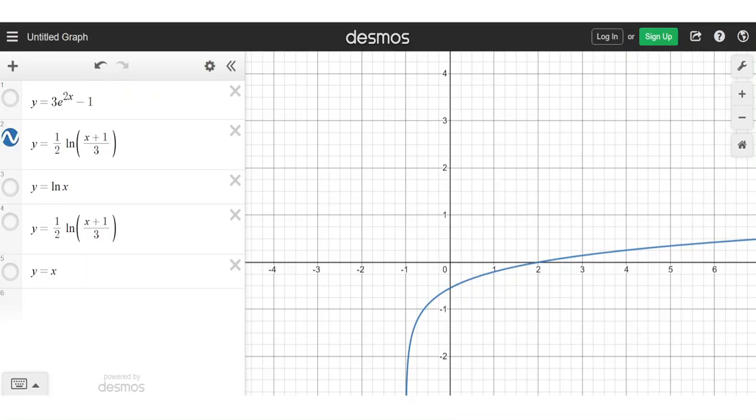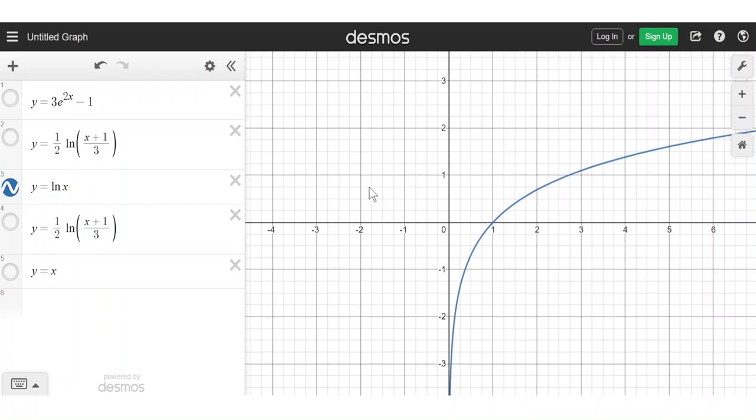Okay, so here's our Desmos. I have sketched on here the graph of y equals a half ln of (x plus 1) divided by 3. You should see that it basically corresponds with the sketch I gave you before. And I want to just double confirm about how we can understand this graph. So I'm going to compare it with the graph of y equals ln x, right? So let's just take that.